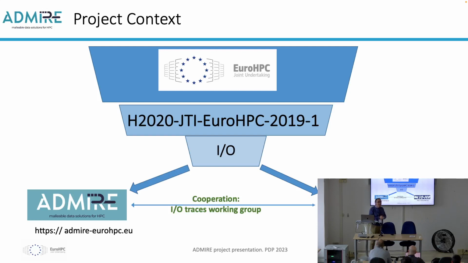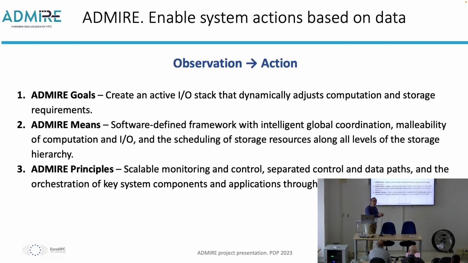In this call, we have 13 projects, and 2 of them are devoted to studying input-output in large-scale computers. One project is Admire, and the second is IOC, another consortium, but now we are cooperating together. The goal of Admire is to enable action based on data, and we are based on runtime. We are not doing offline profiling and post-mortem optimization of the application start. We try to work with the data we have at runtime to optimize the I/O and also to provide malleability to applications and file systems in the system.